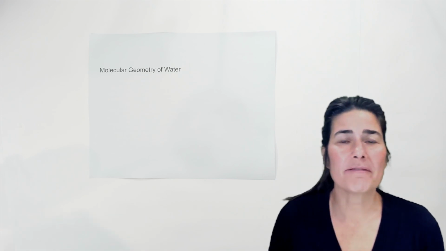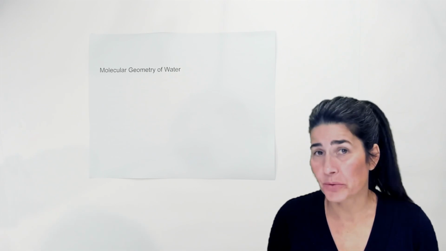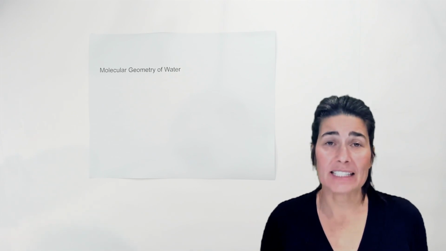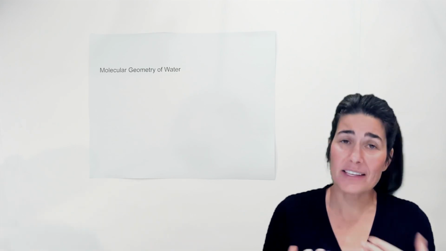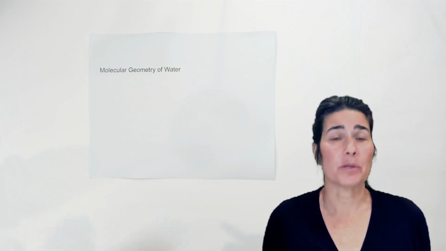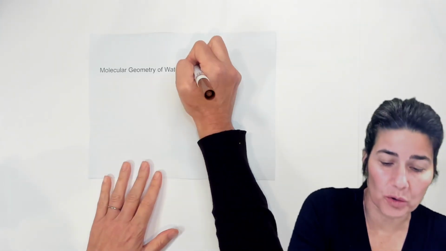All right, what if I asked you the molecular geometry of several molecules? Well, your first thing to do is you need to draw the Lewis structure. So let's go through several examples. I'm going to go ahead and start with water, H2O.